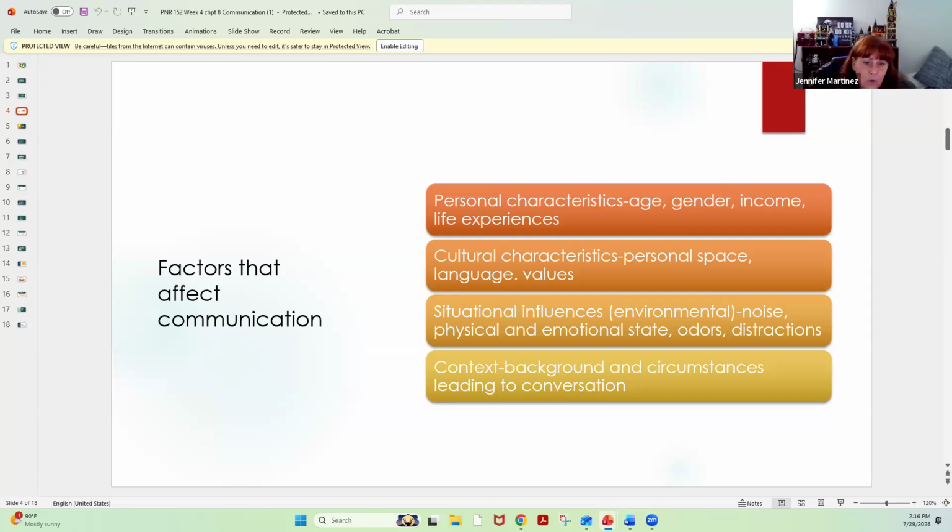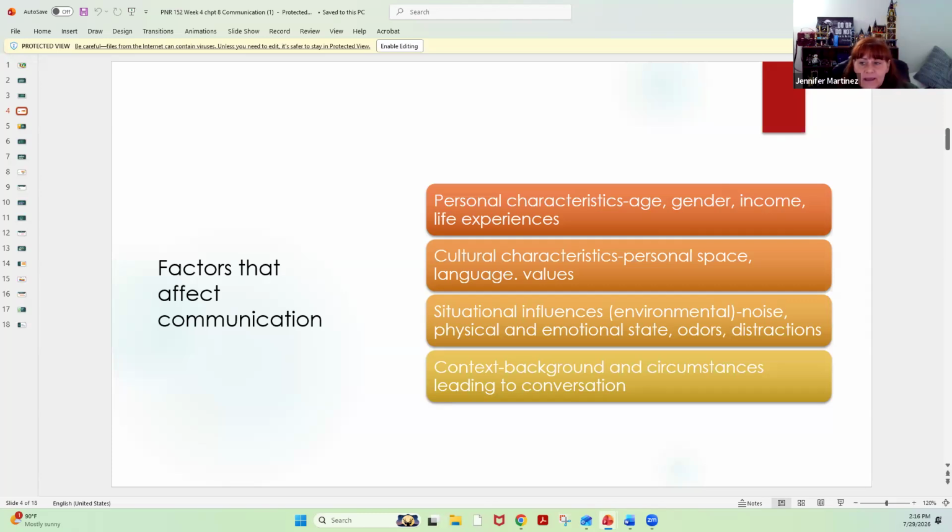And then, of course, why are we having the conversation? So the background, the circumstances leading to the conversation. So, is it just a normal day? We're doing rounds and we're going in to check and say, hey, Mr. Smith, how's it going? Do you need anything? What can I help you with? Or is there anything I can get you to make you more comfortable, whatever?